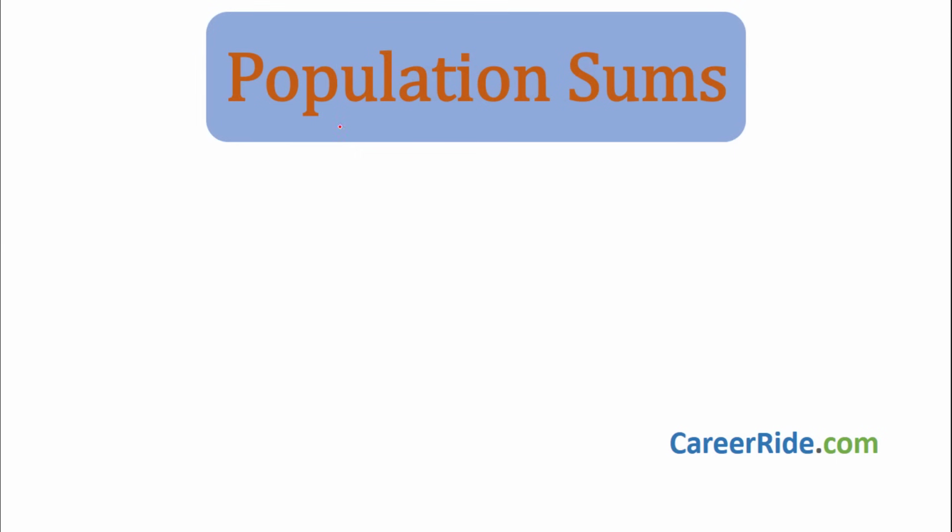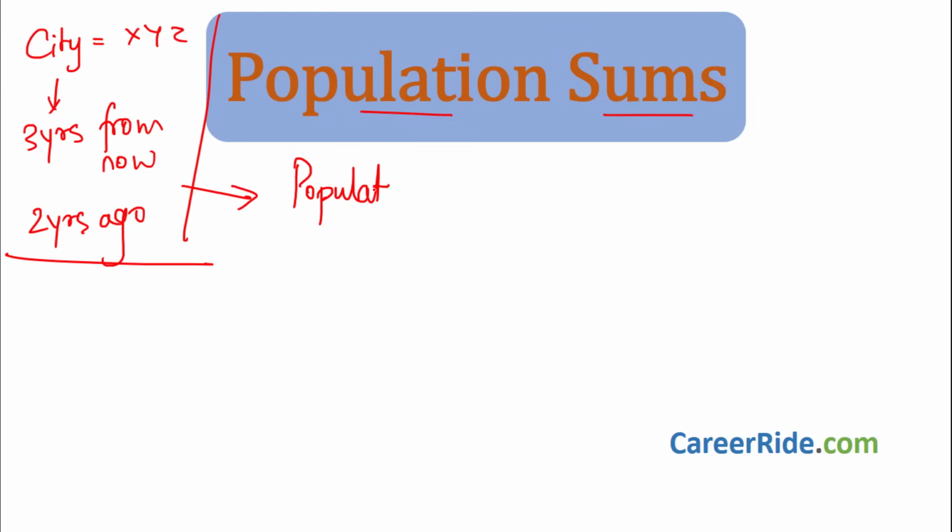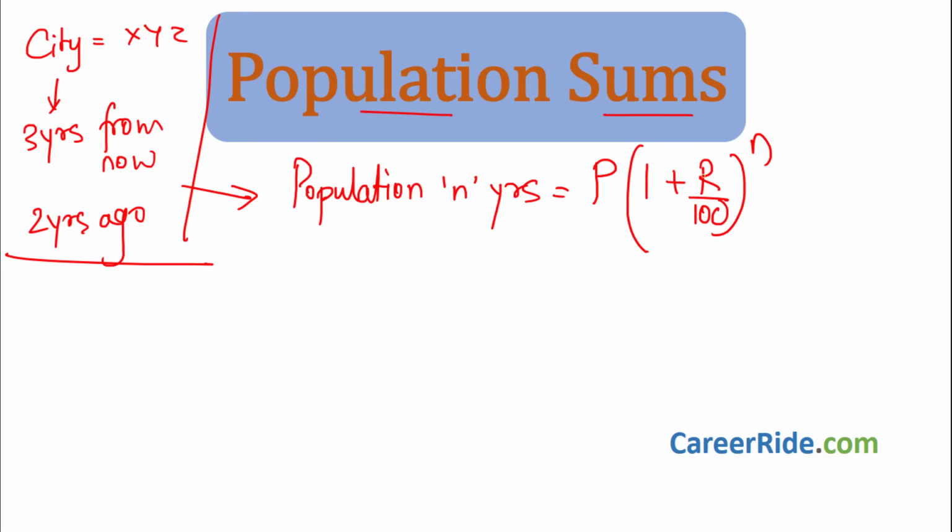Okay. Now let's see first what exactly are population sums. These are nothing but simple sums where they say that a city's population is presently say XYZ, something like that, and what will be its population 3 years from now. Or they'll ask you what its population was 2 years ago. It is very easy to solve these sums using the formula for compound interest. We had amount after n years, so population after n years would be P, that is present population, into 1 plus R upon 100 raised to number of years.